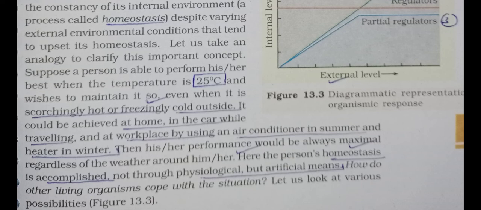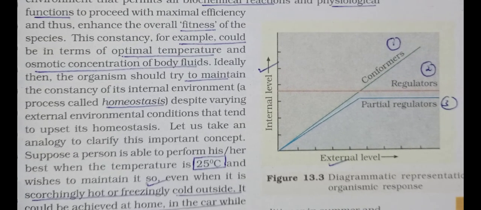Okay, so this is the question. And now see, there is a figure number 13.3. It is one type of diagrammatical representation of the organismic response. So how are organisms going to respond? See, two names are there. First one is internal level, right? Internal means inside body, and second one is external level. External means the outer surrounding environment, abiotic factors. And three categories are there. First category will be conformers, second one will be regulators, and third one will be the partial regulators. So different types of organisms are there.